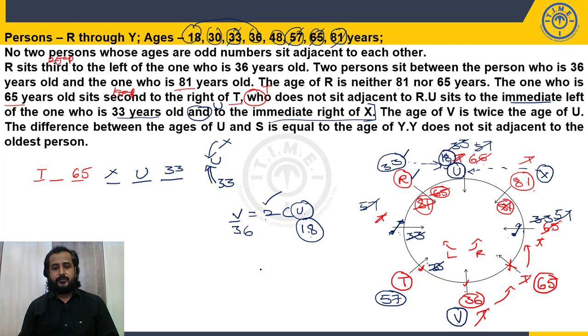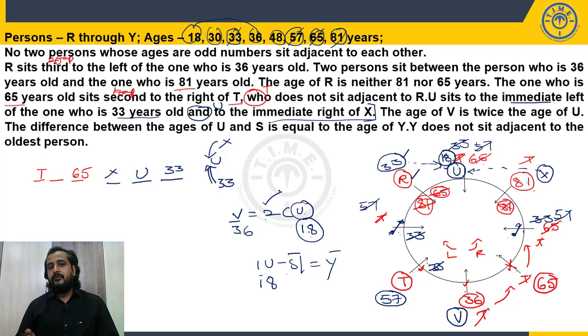The difference between the ages of U and S is equal to Y. U is already how much? 18. And S and Y both are new persons. S and Y both are new persons. S and Y. U is 18.